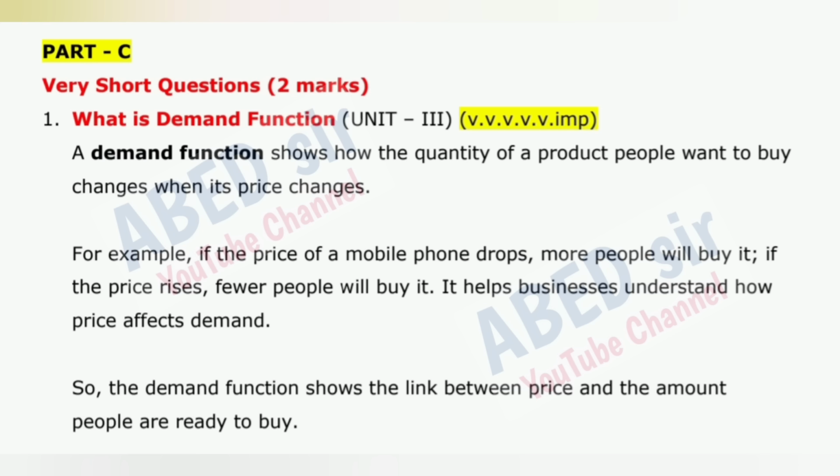A demand function shows how the quantity of a product people want to buy changes when its price changes. For example, if the price of a mobile phone drops, more people will buy it. If the price rises, fewer people will buy it. It helps businesses understand how price affects demand. So, the demand function shows the link between price and the amount people are ready to buy.